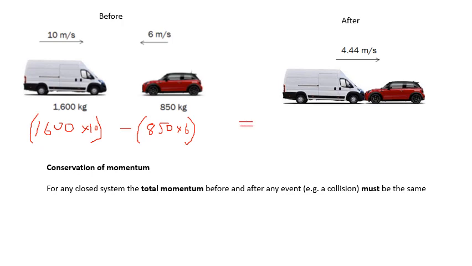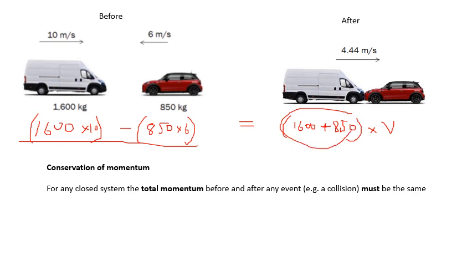And that will be equal to, now, if we consider this as being one object, then the mass of that object is 1,600 plus 850. I'm using my mouse here. Okay, times the velocity of that object. And if you work that lot out and divide it by that, you get 4.44 meters per second.